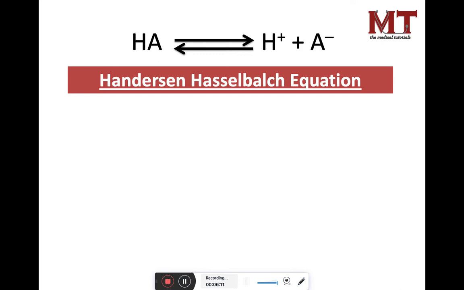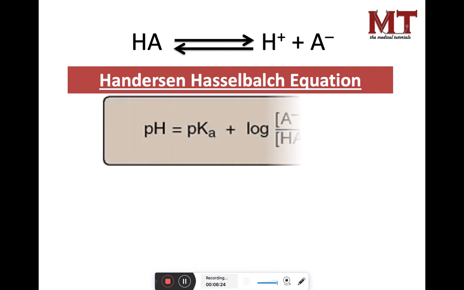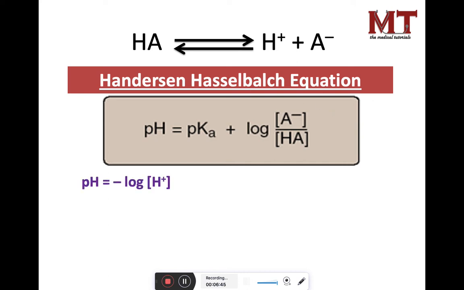So this mathematical relationship between the dissociation of the weak acid and the pH of the medium or H ion concentration of the medium is expressed as Henderson-Hasselbalch equation. Henderson-Hasselbalch equation is pH is equal to pK plus log of the concentration of anion upon the concentration of undissociated acid. It means how much is dissociated, how much is undissociated, that depends on the pH of the medium through this equation.